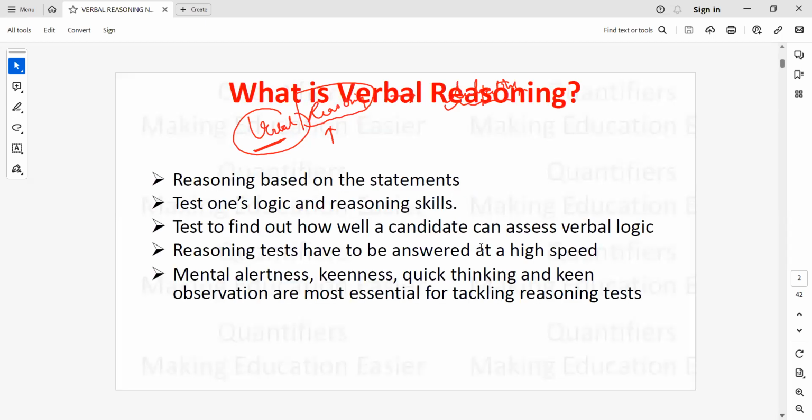Okay, so what is verbal reasoning? Verbal reasoning is basically reasoning based on statements. I've told you earlier also that it is more about applying your reasoning skills and logic skills. So it tests one's logic and reasoning skills, and it has to be answered at a high speed.